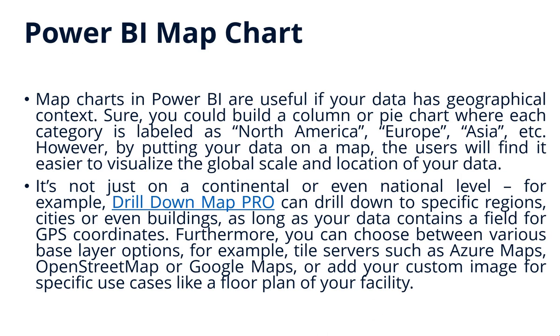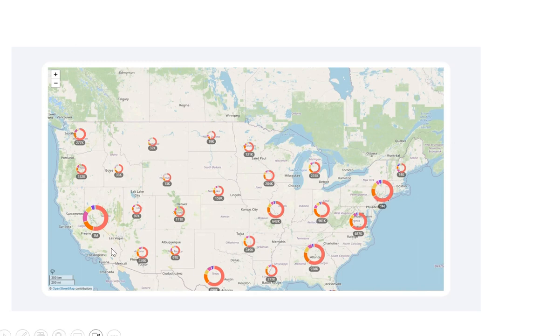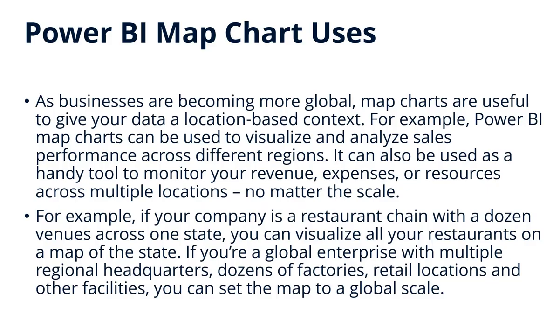So you can choose between various base layer options, for example, tile servers such as Azure Maps, OpenStreetMap, or Google Maps. Or you can add your custom image for specific use cases like a floor plan of your facility. So you can see here we can point to different countries on the geographical map, to different states, and up to different cities of different countries or different continents, or different buildings in different cities.